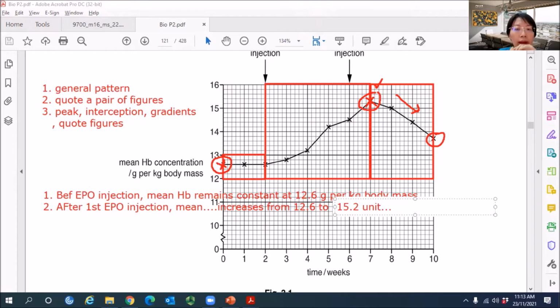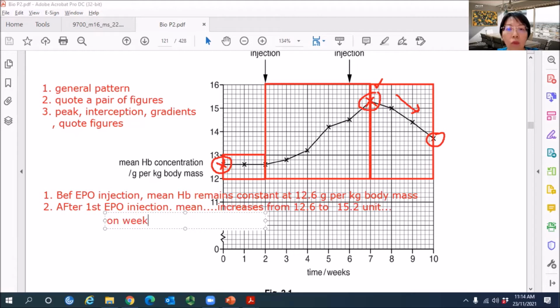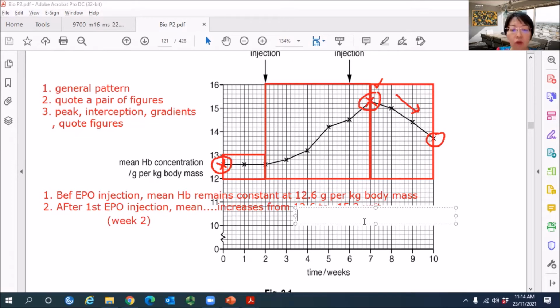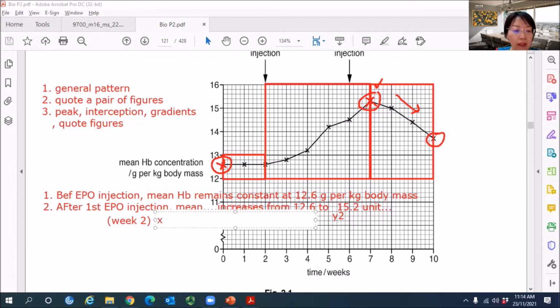Of course, for this one, I must also include the y-axis value. So after the first EPO injection, you have to say on week number 2, right? You can put in bracket week 2 to denote the x-axis value. Then you increase from this value, you're given y1 value increases to y2. You have already given your x1 value. X1 is here. So you have to give me your x2 value.